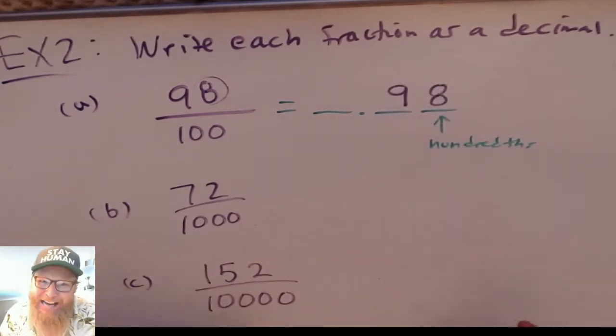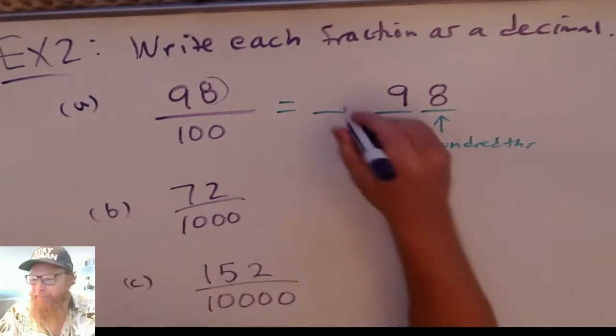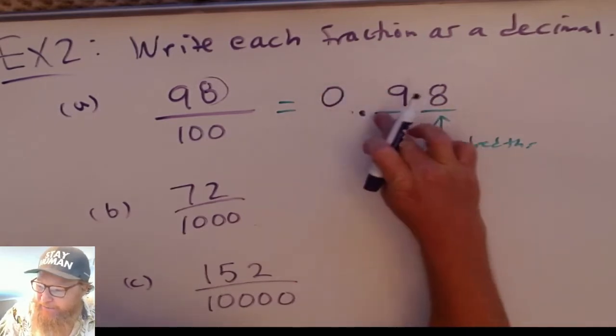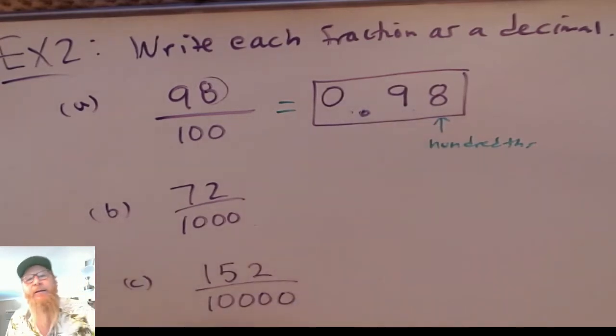Because remember what 90 is, right? It's 9 times 10, so it's 98 hundredths. And then if there is no whole part, put a 0. And again, I don't need these lines here. So there you go, 0.98.